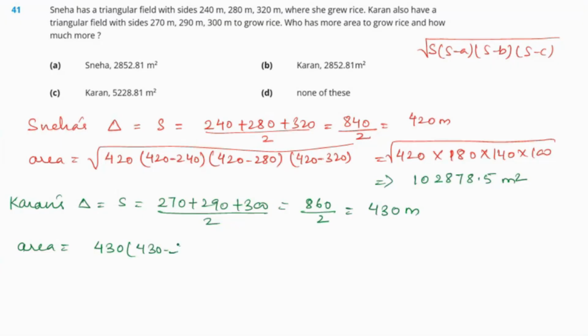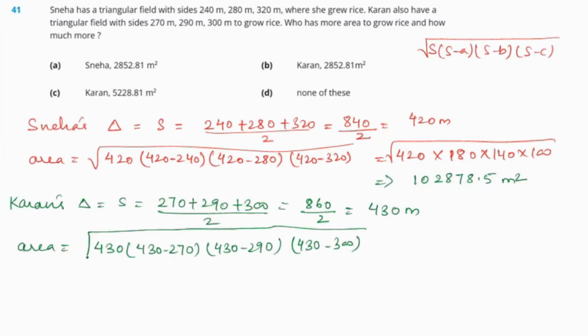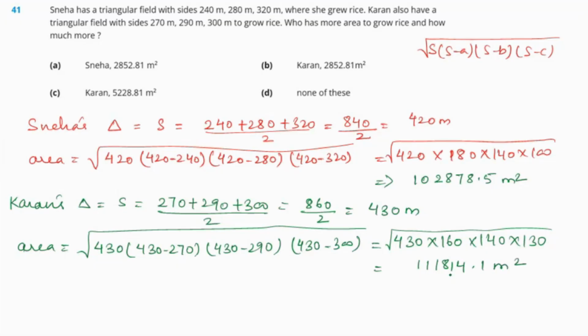Okay, now when we are going to figure out the area, for that it needs to be 430 into 430 minus 270, 430 minus 290, 430 minus 300. Okay, and the entire root. So for this also we will be getting 430 times 160 times 140 times 130, an entire root. And when we are going to solve this, we will be getting something like 1,11,814.1 meters square.